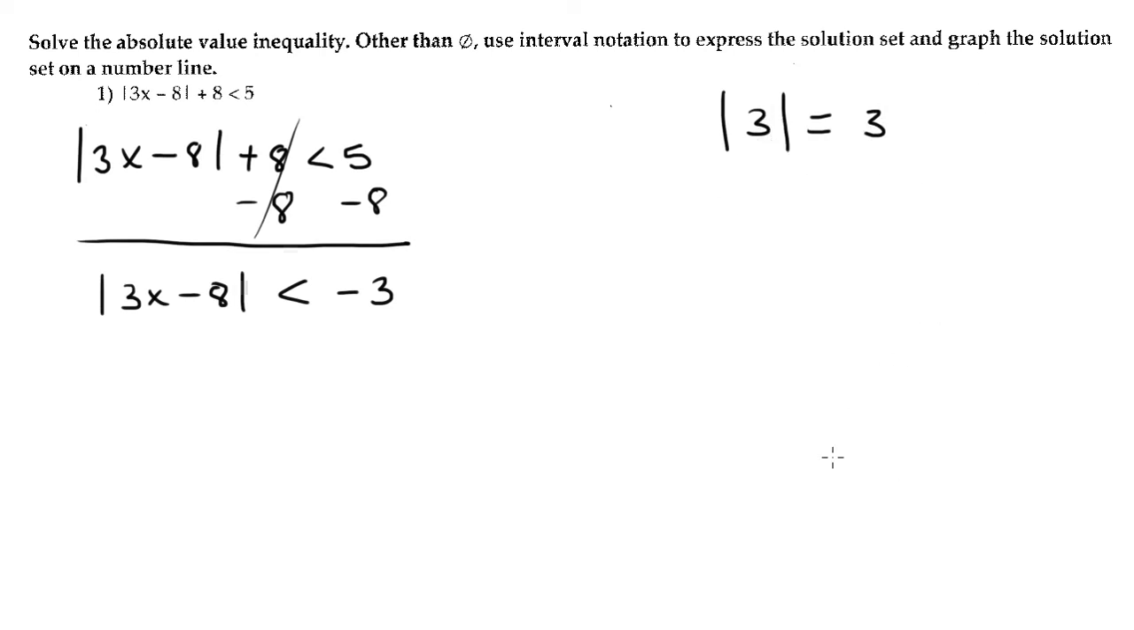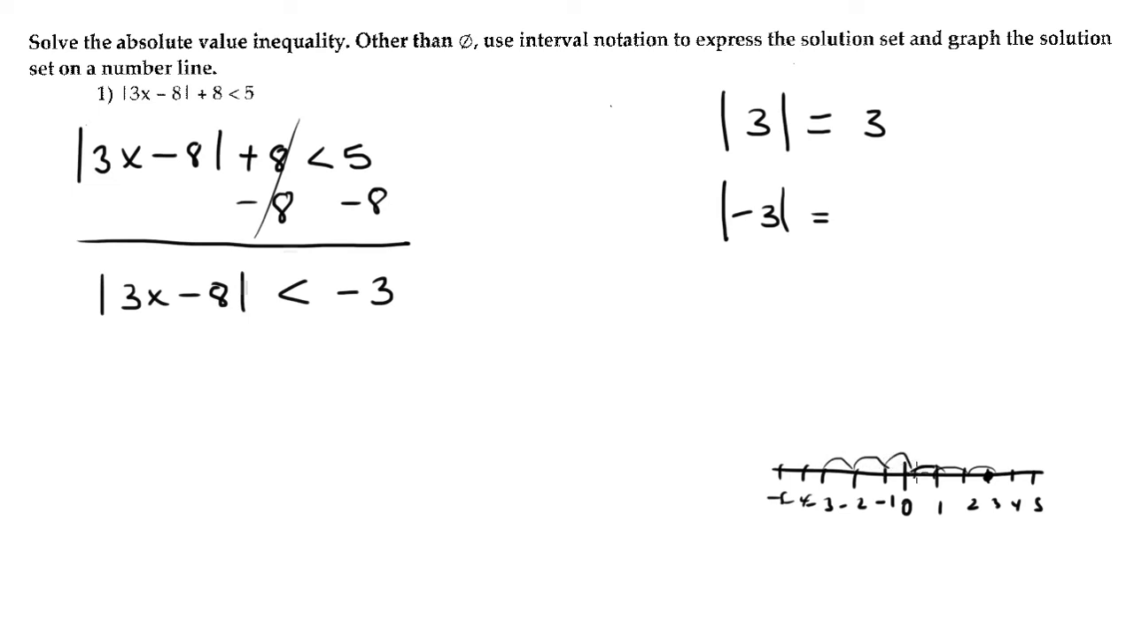And I can show that. 0, 1, 2, 3, 4, 5. So 3 here is 1, 2, 3 units away from 0 on a number line. The absolute value of negative 3 is also 3 units away from 0 on a number line. So the absolute value of 3 and the absolute value of negative 3 are both 3. They both output positive 3.